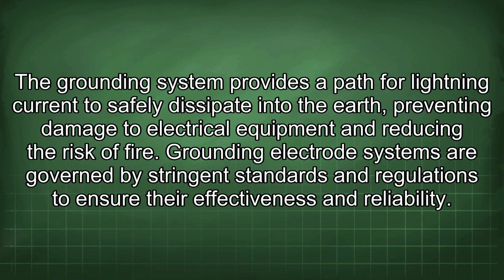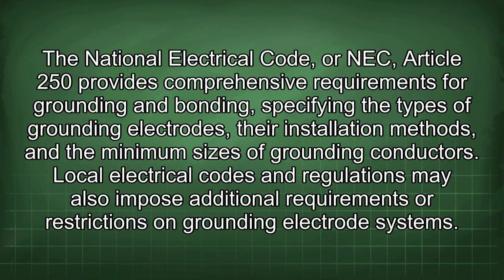Grounding electrode systems are governed by stringent standards and regulations to ensure their effectiveness and reliability. The National Electrical Code, or NEC, Article 250 provides comprehensive requirements for grounding and bonding, specifying the types of grounding electrodes, their installation methods, and the minimum sizes of grounding conductors. Local electrical codes and regulations may also impose additional requirements or restrictions on grounding electrode systems.